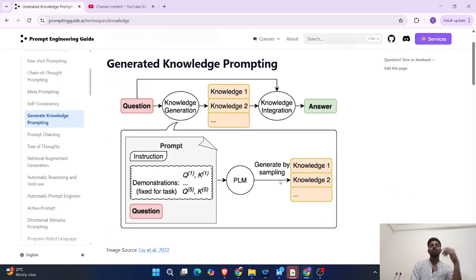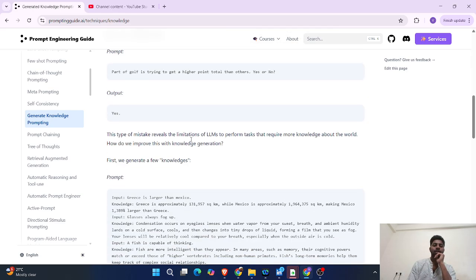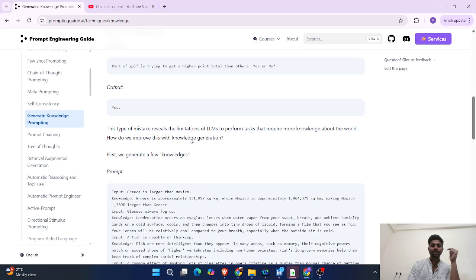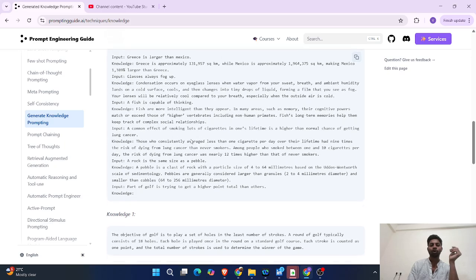So sometimes whenever you give some prompt, it will come up with some knowledge generation, and it captures some of the information. Based on that information, it gives you the conclusion. Okay, so based on this, I'm giving this answer. At that time, we use generated knowledge prompting.